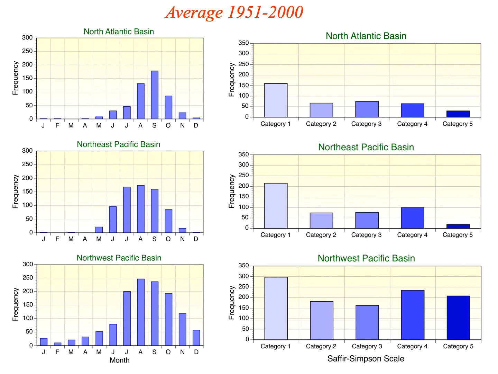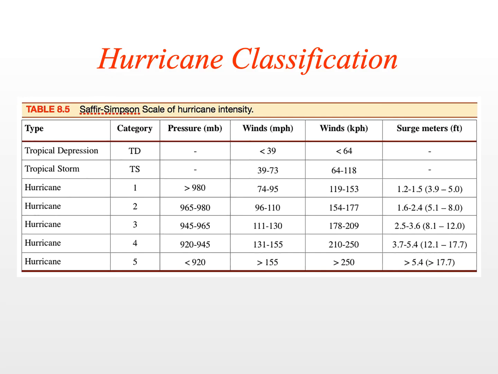Of these three basins, the one that produces the most strong Category 3, 4s, and 5s is the Northwest Pacific Basin. Those Category 5 storms are generally rare in the Northeast Pacific Basin and in the North Atlantic Basin. So how does hurricane classification work?